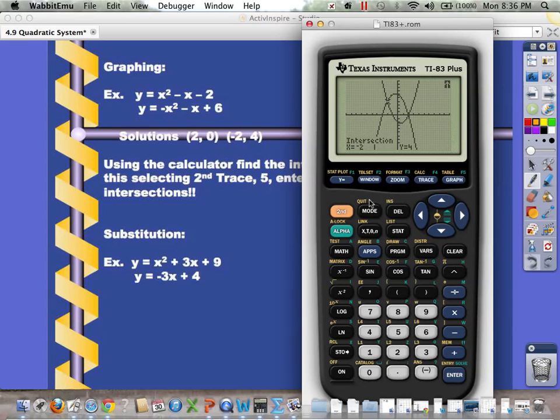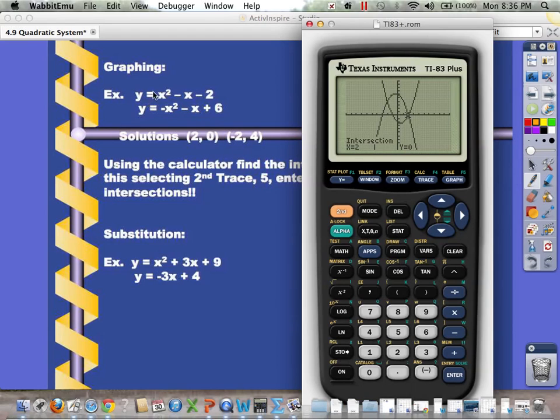So I'm going to do second trace. Again, I want the intersection. And I'm going to put the spider guy over near that intersection. Okay? And I'm going to hit enter, enter, enter. And it's going to tell me my intersection's at 2, 0, which is what I've got here.